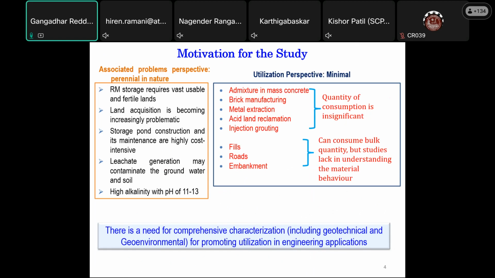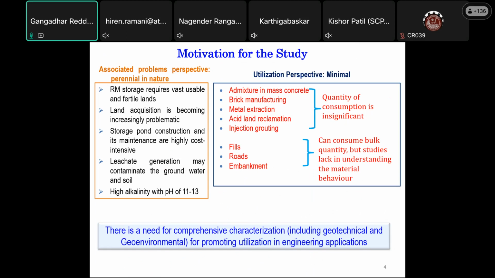And we need to continuously monitor what happens to the failure systems. Let's say if there is an embankment or other kind of structures, we need to see what is happening to the leachate and contamination of groundwater or soil as well. The main issue with red mud is that it is highly alkaline in nature.